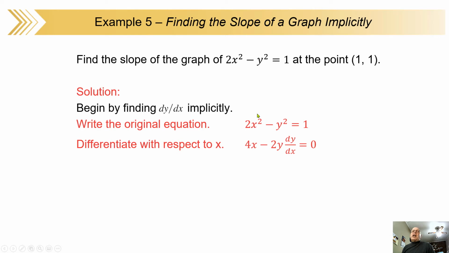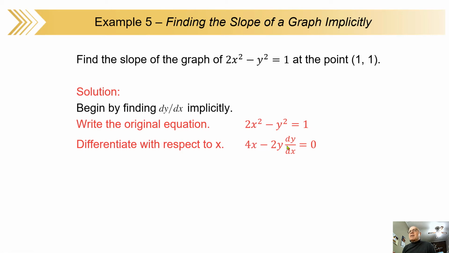Now you're differentiating with respect to x, so you get the 2x squared, bring that 2 out front, you get the 4x, and since it's x and you're differentiating with respect to x, you would have dx dx over here, which is a 1, so all you have is 4x for this first term. For the second one, bring that 2 out front, you get 2y, and because y isn't x, the derivative of y with respect to x is dy dx.